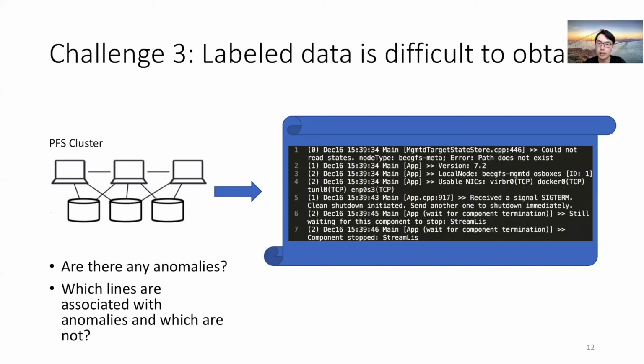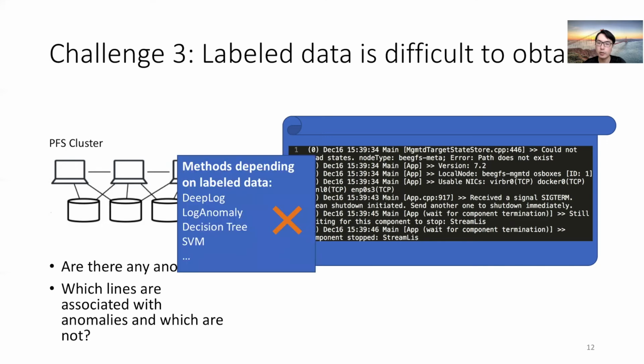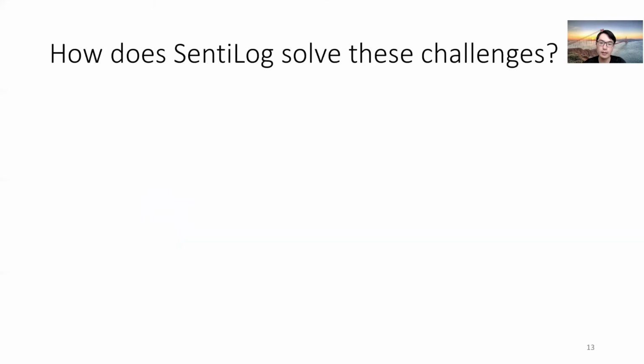For example, here is a runtime log in a real cluster. We don't know whether there are anomalies, or even if we somehow know there are anomalies, it is hard to determine which lines are associated with anomalies. So the methods depending on label data, such as DeepLog, are limited in such a scenario. Let's see how SentiLog solves these challenges.